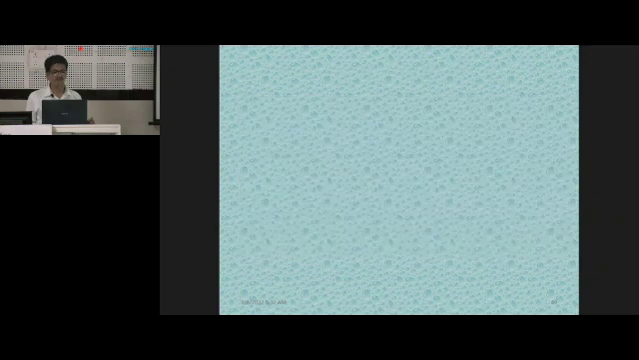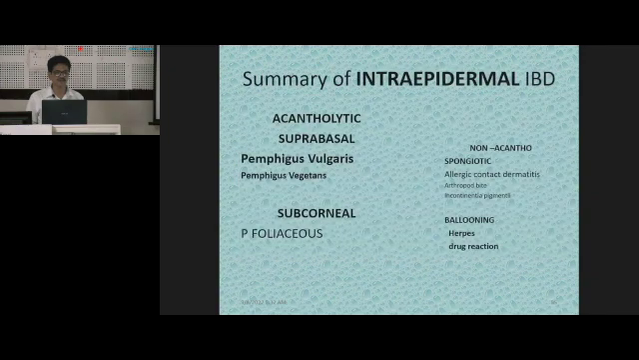Now with this we have finished some intraepidermal lesions. About half of the part is finished, wherein we have seen the immunobullous disorders occurring in the intraepidermal region. The suprabasal is pemphigus vulgaris and subcorneal is pemphigus foliaceus and its variants. The same is applicable for pemphigus vulgaris also, its variants. Both are intraepidermal. There are other causes of intraepidermal bullous disorders, but we cannot discuss them here.